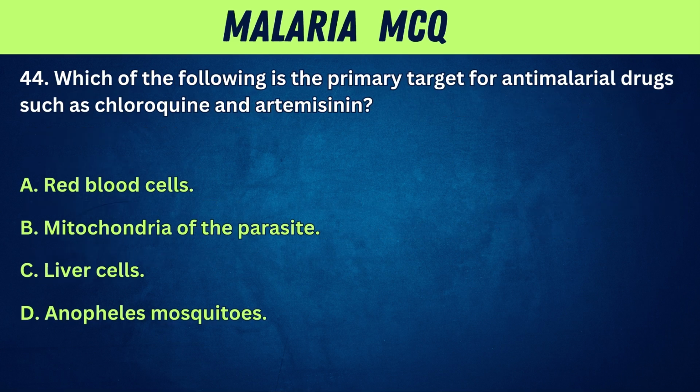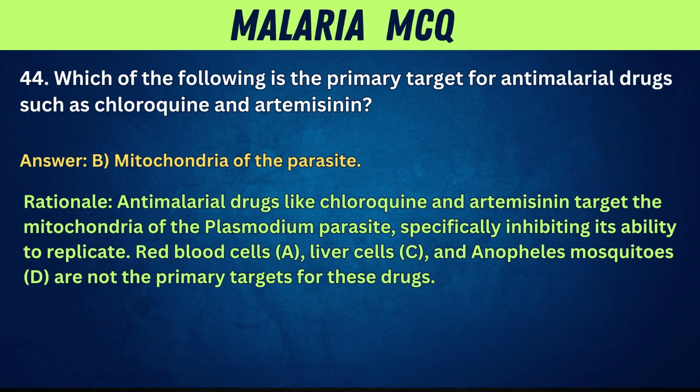44. Which of the following is the primary target for antimalarial drugs such as chloroquine and artemisinin? A. Red blood cells. B. Mitochondria of the parasite. C. Liver cells. D. Anopheles mosquitoes. Answer: B. Mitochondria of the parasite.